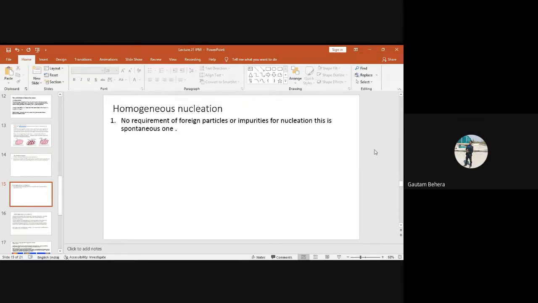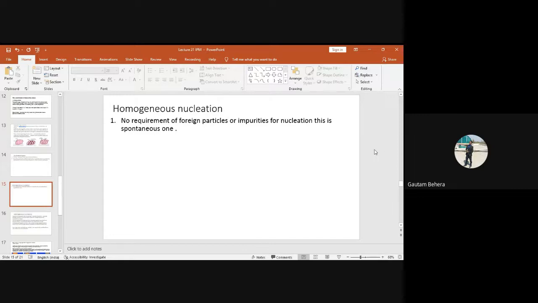A few minutes before, I showed you a slide where solidification is starting along the mold wall. It is not happening everywhere. And after starting along the mold wall, it is growing toward the center of the liquid. So which nucleation will be easy, or which nucleation requires less amount of energy? Obviously, the kind of nucleation which requires less energy will be favorable.